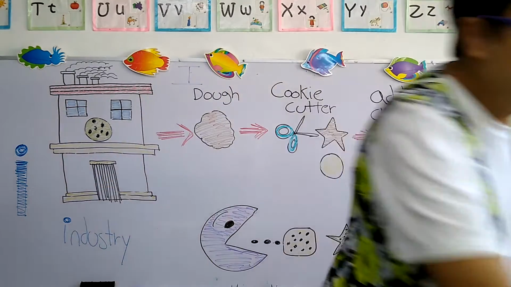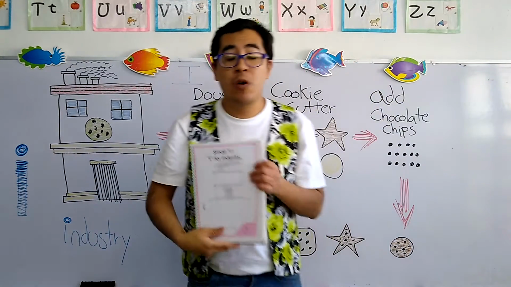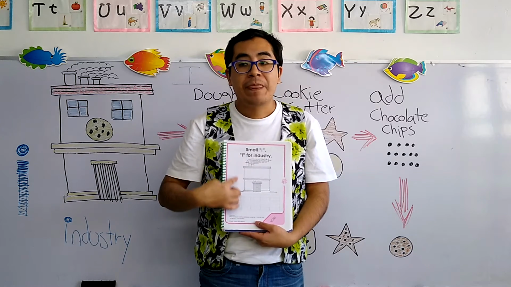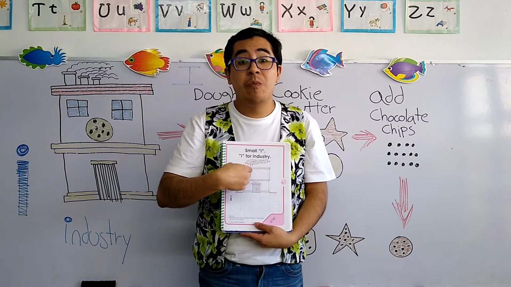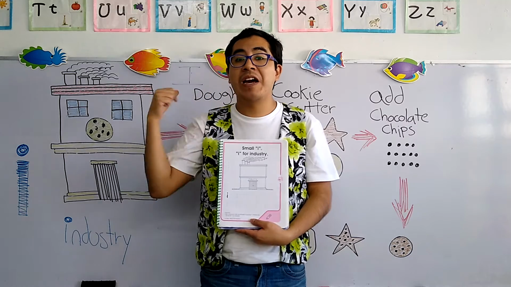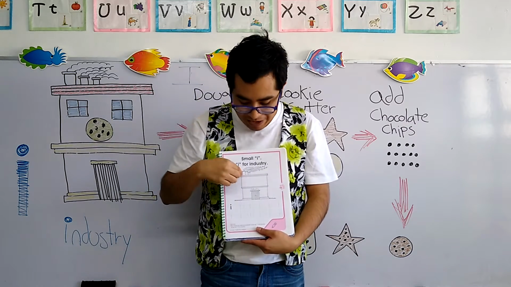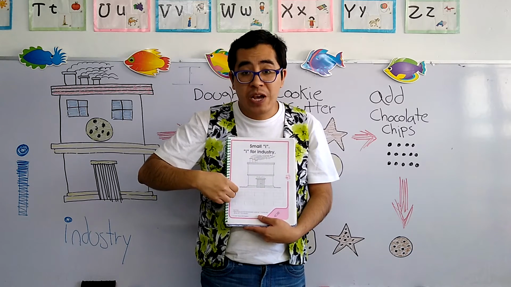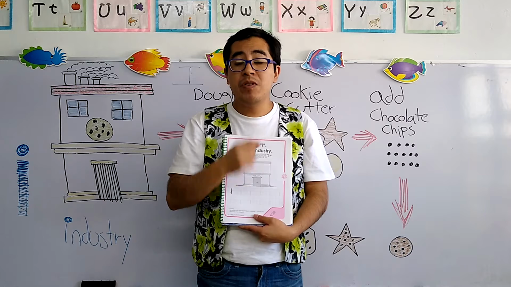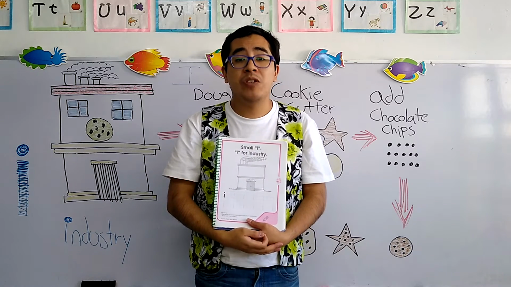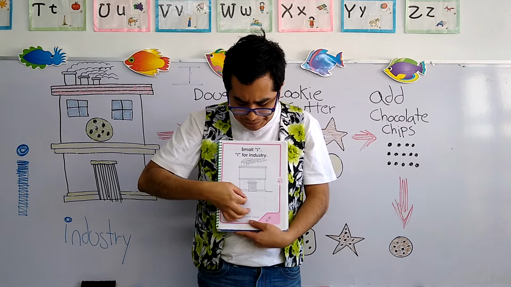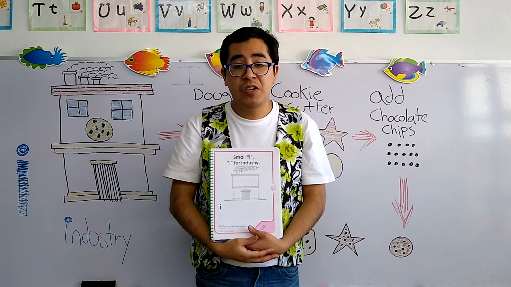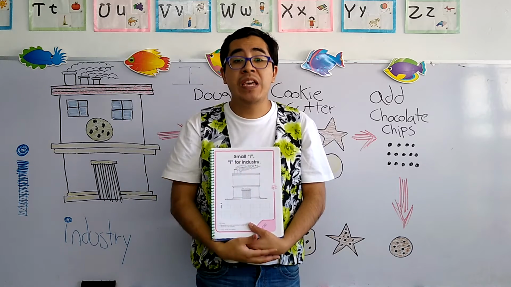Now, the activity of today, my children, is part of your daily book, and it's located right here. As you can see here, we have our industry to make the cookies, just like the one I did, just like the teacher. Okay? Now, under the industry for the cookies, we're going to trace small i. Remember, it's very important that you repeat the name when you are tracing. Small i, small i, small i. And once you have finished it, you can paint your own industry.